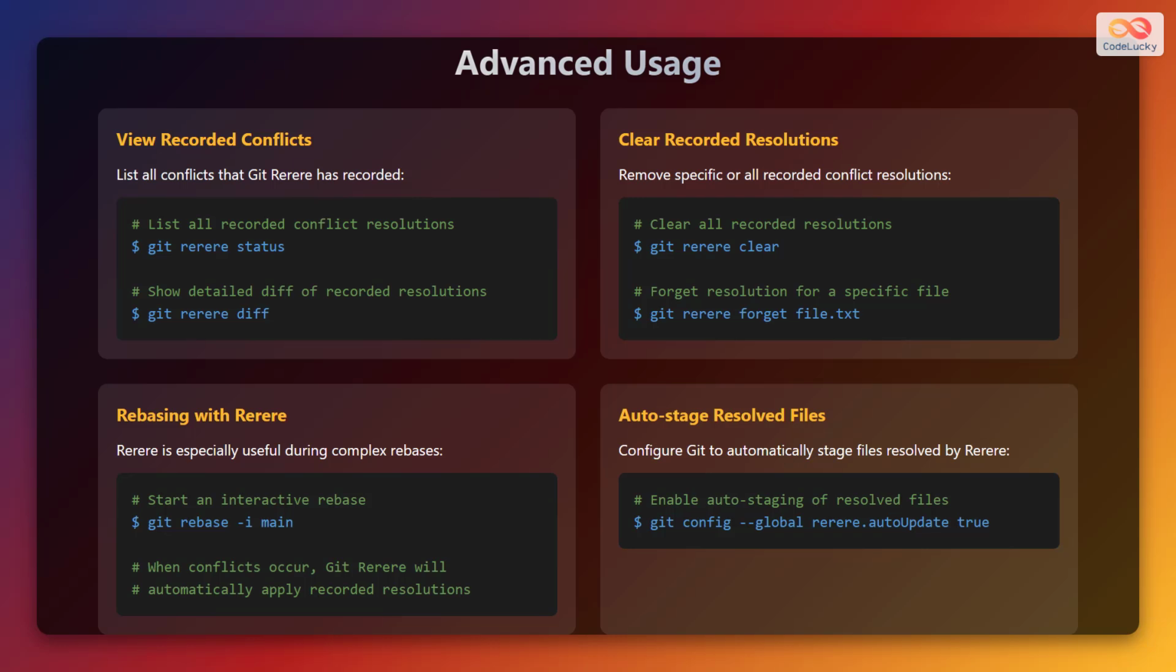Rerere is especially useful during complex rebases. Start an interactive rebase using the command git rebase -i main. When conflicts occur, Git Rerere will automatically apply recorded resolutions. You can configure Git to automatically stage files resolved by Rerere by enabling auto-staging of resolved files using the command git config --global rerere.autoupdate true.